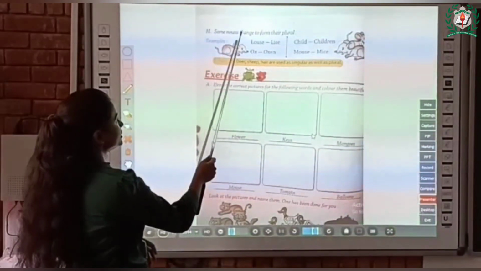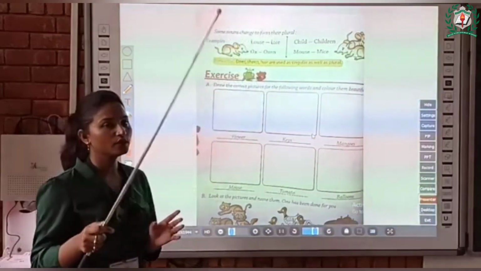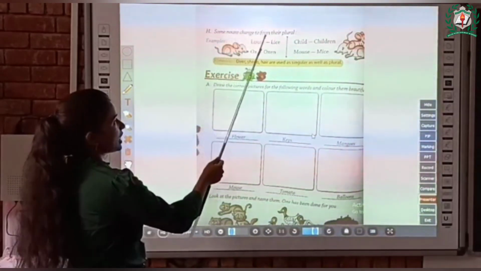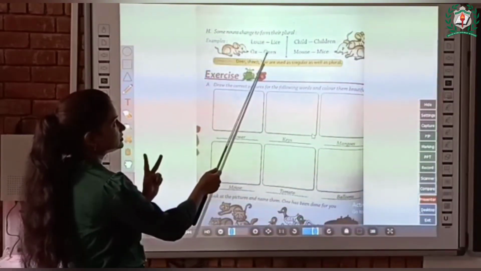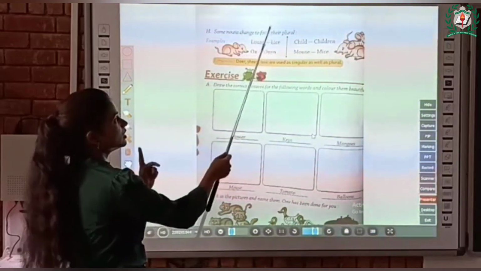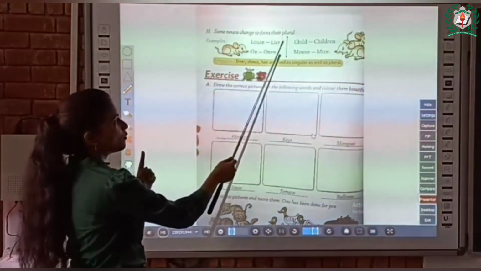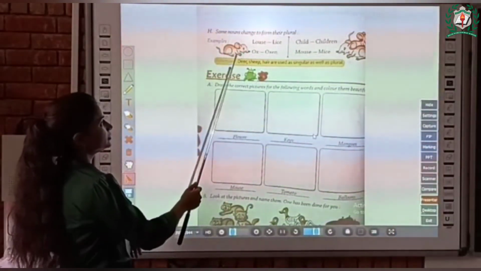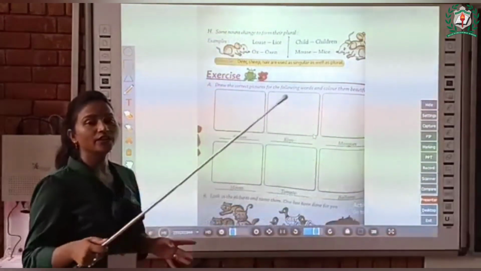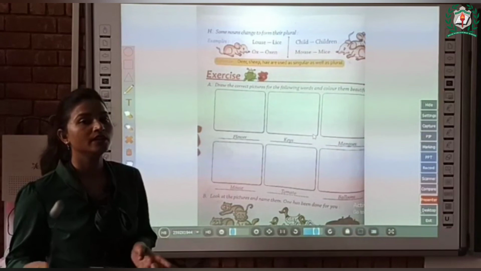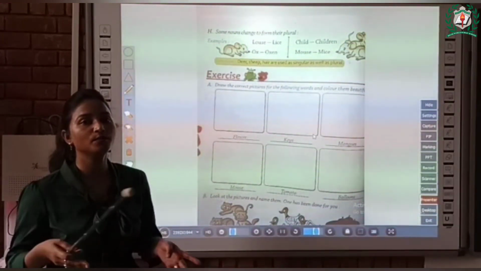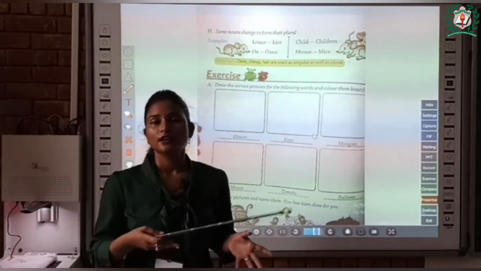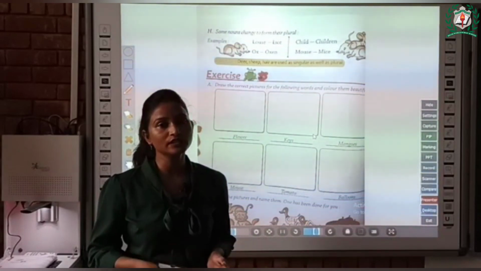So children, some nouns change in other ways to form their plural. So, you have to learn this rule. For example, louse, lice. One louse, two lice. One ox, two oxen. One child, two children. One mouse, two mice. So children, always remember, deer, sheep, hare are nouns that do not change in plural form. There is no change between the singular and plural form. So children, I hope you have understood all these rules of forming plurals. Thank you.